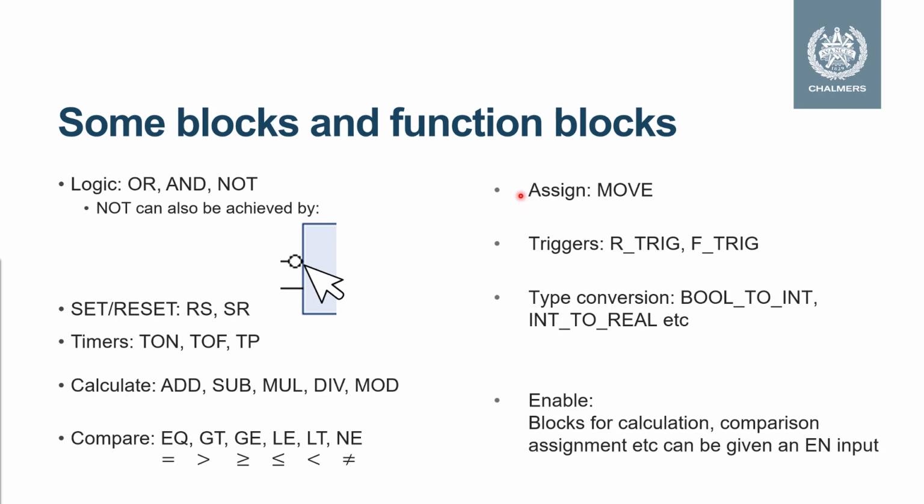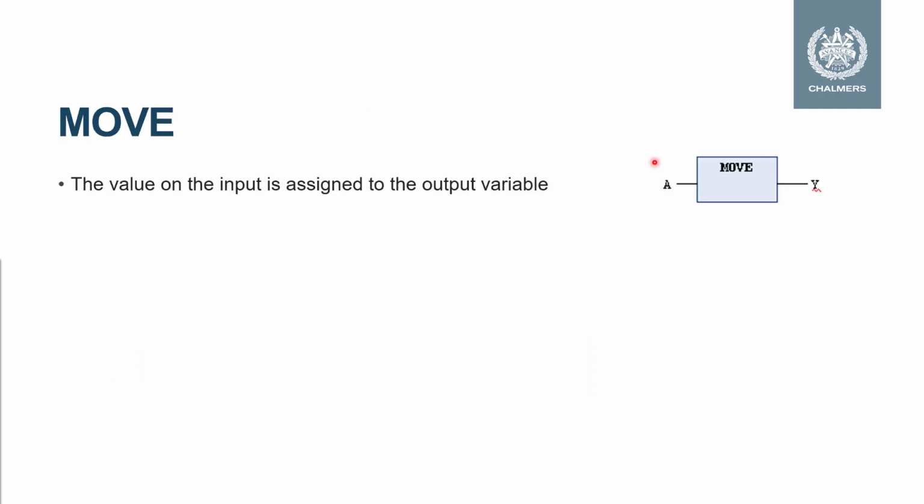I will show the move block and how to use the enable input for that. And in the next film, I will show some examples of both the move block and another block with the enable input. We start with the move block. In its simplest form, it looks like this, and it's an assignment. The value of the variable a is assigned to the variable y on the output when the block is executed.